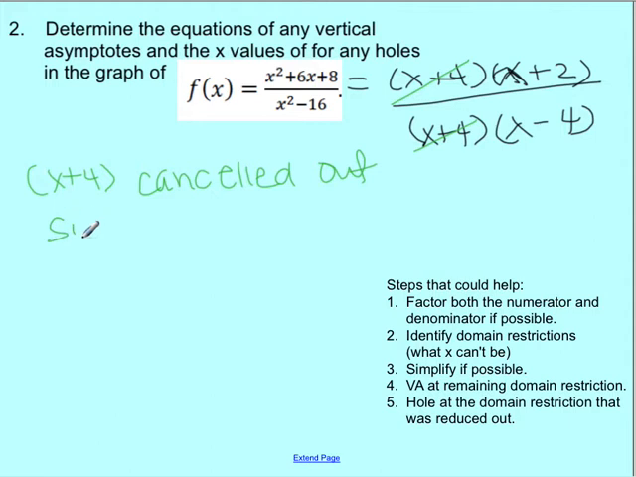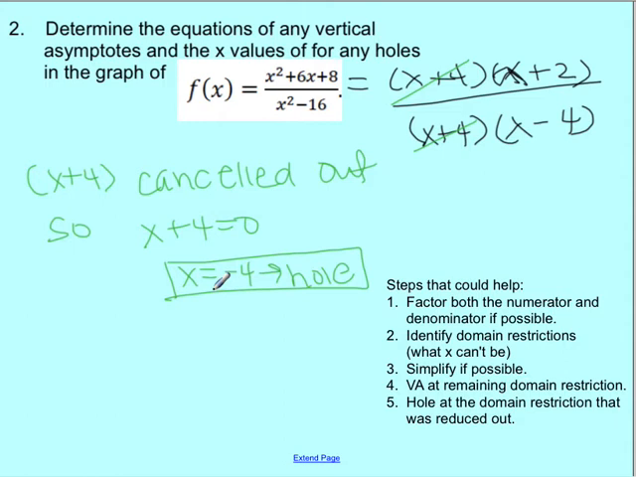So if they cancel out, at x plus 4 equals 0, I solve this. So at x equals negative 4, there is a hole. And the other value is for my denominator. We have an x minus 4, so I would set that piece equal to 0. This is my vertical asymptote.